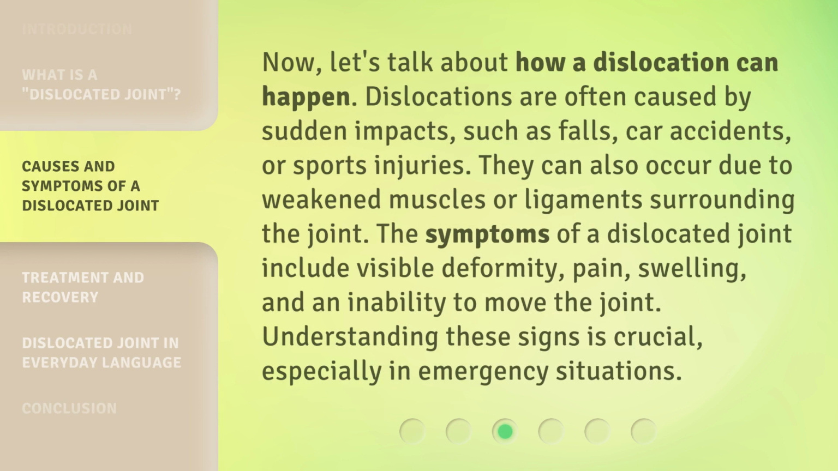Now, let's talk about how a dislocation can happen. Dislocations are often caused by sudden impacts, such as falls, car accidents, or sports injuries. They can also occur due to weakened muscles or ligaments surrounding the joint. The symptoms of a dislocated joint include visible deformity, pain, swelling, and an inability to move the joint. Understanding these signs is crucial, especially in emergency situations.